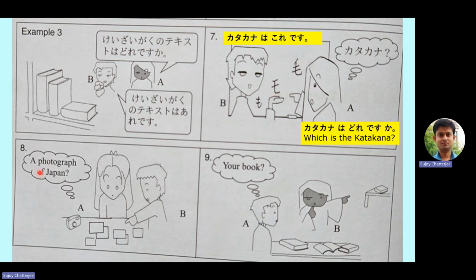The next one is a photograph of Japan. If you use dore, then you want to ask which is the photograph of Japan among all of these. This lady is asking about a photograph of Japan, and the photographer is pointing to one of those photographs. So how do we say that?